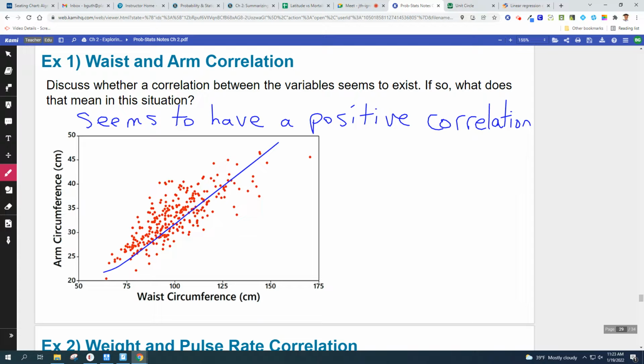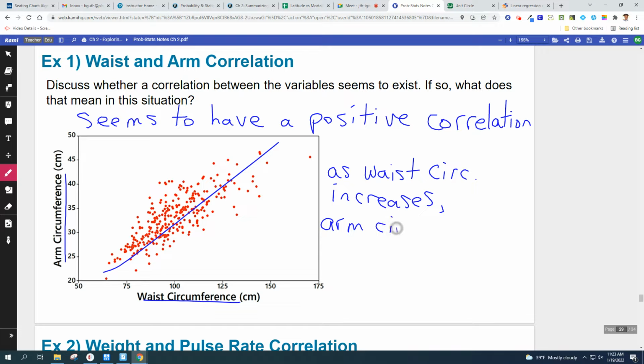What does that mean? Well, we're talking about waist circumference and arm circumference. So what that means is as waist circumference increases, arm circumference increases. I guess the bigger you are around the belly, the bigger your arms are, is what that appears to say.